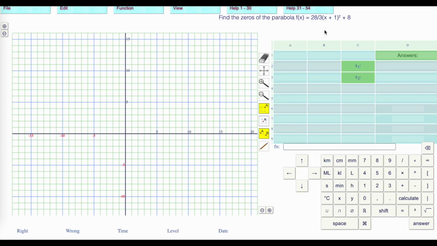Parabolas. Let's look at the x-intercept. Graph this quickly. Our vertex is (-1, 8) there. It's opening up. It's going to do something like this. It's not going to cross the x-axis. Let's have a look at exactly what it looks like.